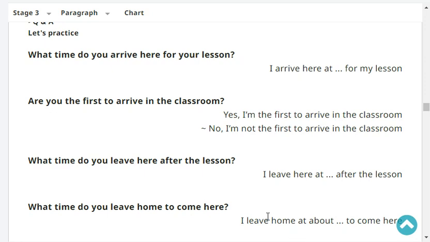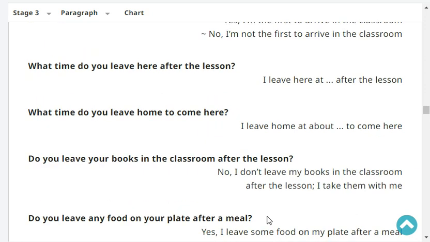Very good. What time do you leave home to come here? I leave home at about 9 o'clock in the evening to come here. Very good. Do you leave your books in the classroom after the lesson? No, I don't leave my books in the classroom after the lesson. I take them with me.